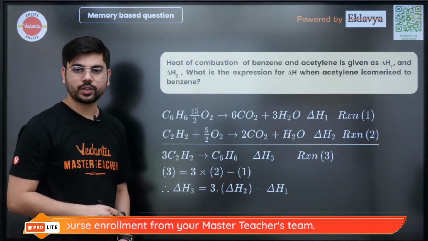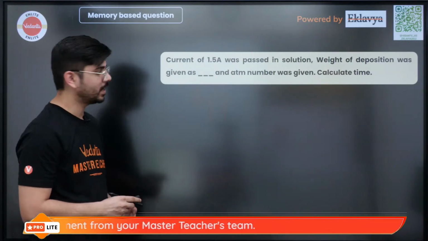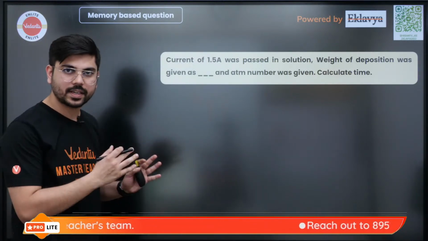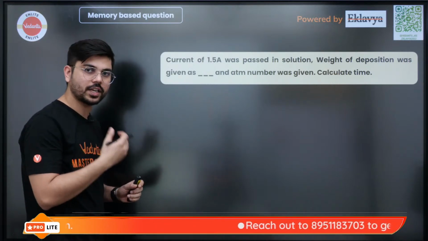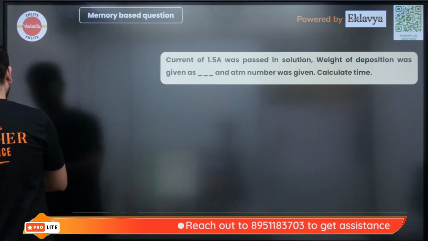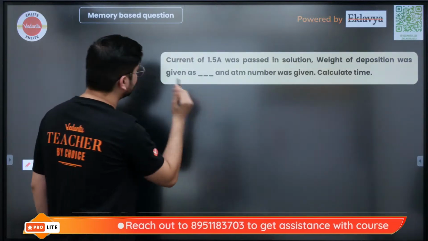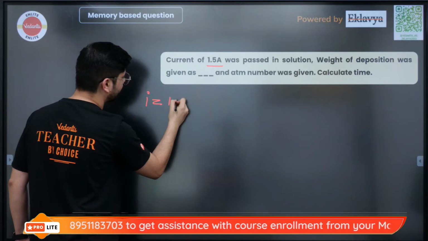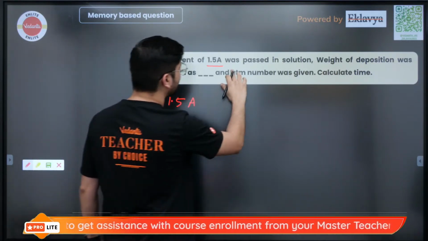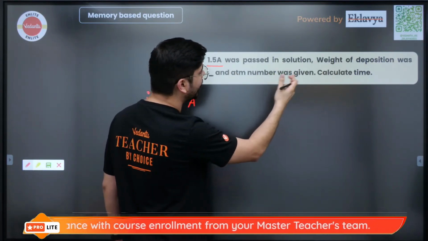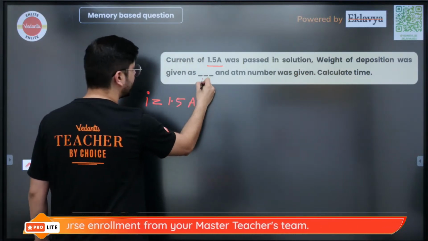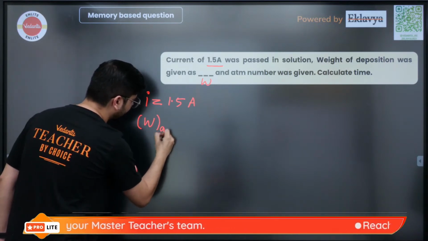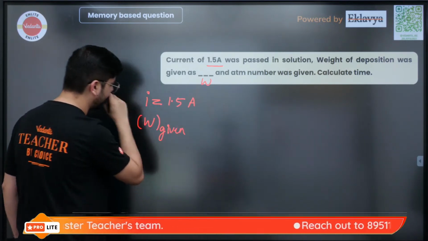Alright, moving ahead to the very next question. Okay, so we are not so very sure of the data. I just wanted to discuss it, that if such a question comes, we should be able to solve it. The question was, there was a current of 1.5 ampere. So I value is given to us as 1.5 ampere. It was passed through the solution. Weight of deposition, W, was given to us. Fine. So W is given.